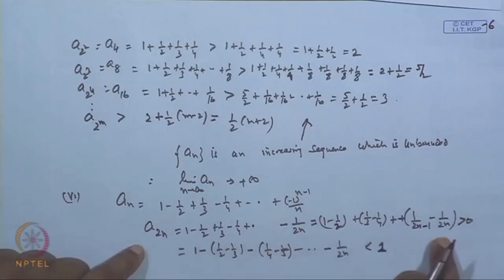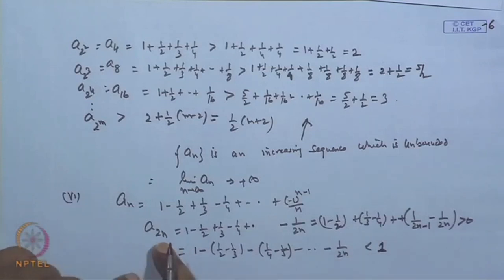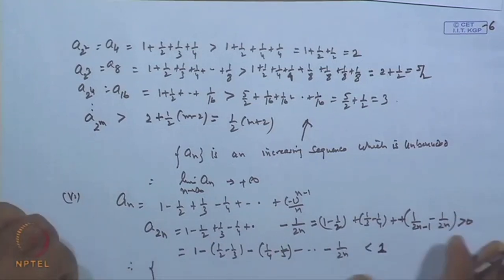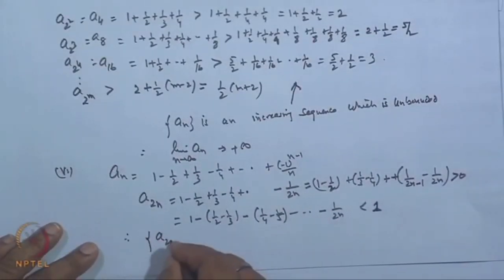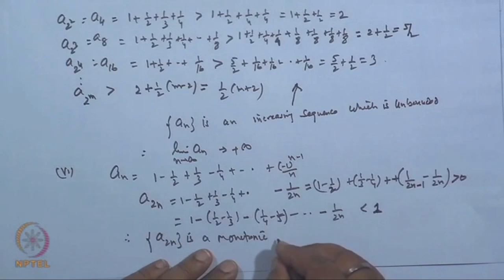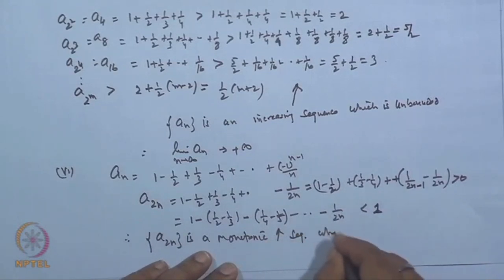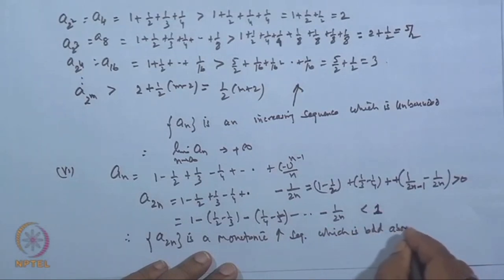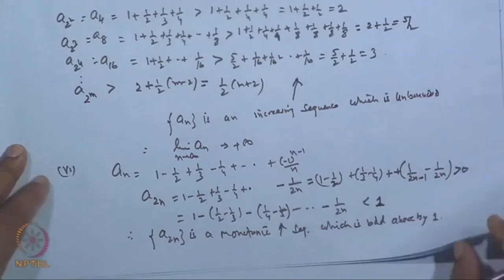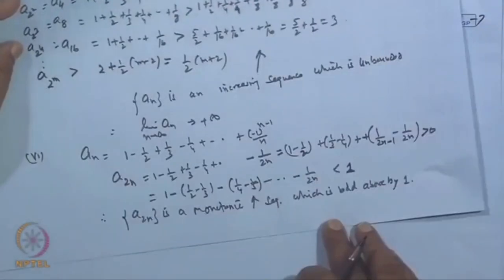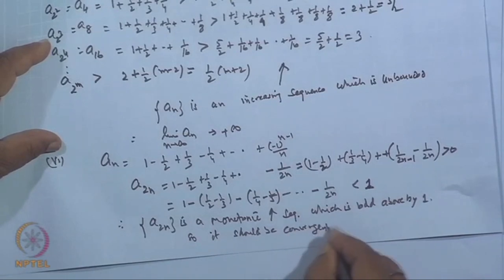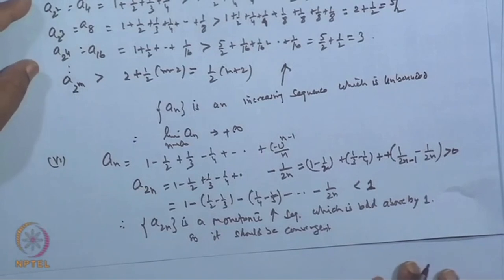And not only this, it is an increasing sequence, monotonic increasing, because when n increases, suppose 2n plus 2, one more term will come here, which becomes positive. So, this shows the sequence a 2n is a monotonic increasing sequence which is bounded above by 1, is it not? Now, if I take the even sequence, it must be convergent, and once it is convergent, it must tend to a limit. So, we get a limit.